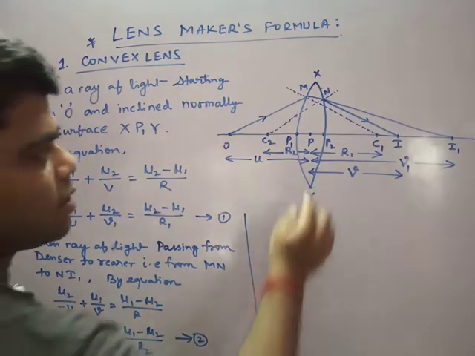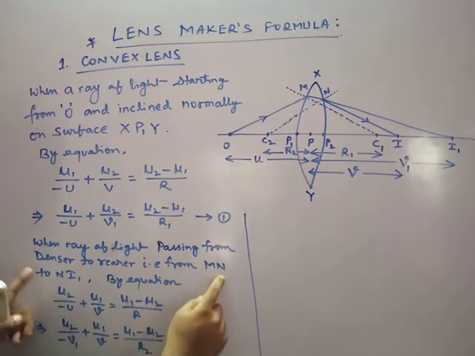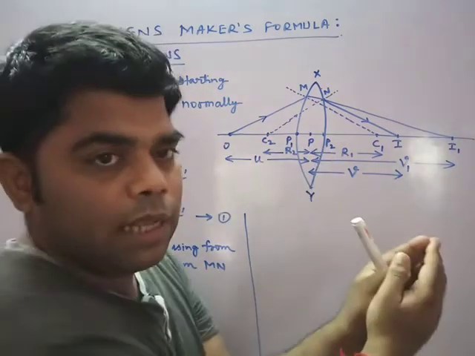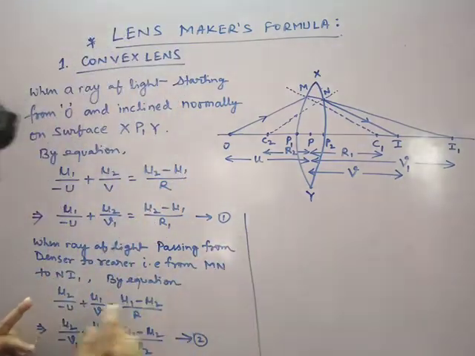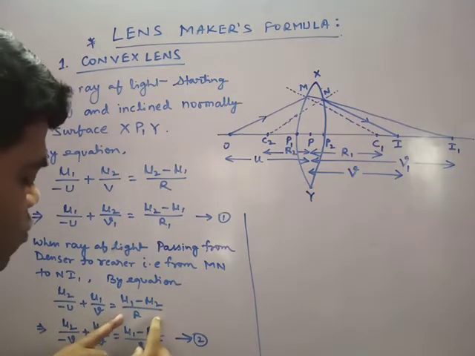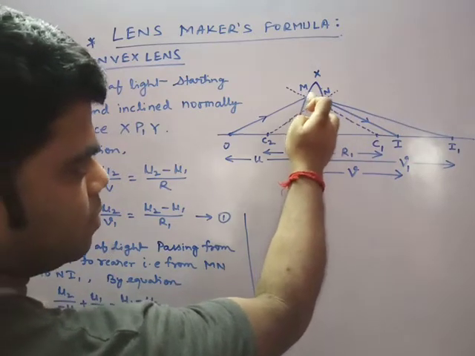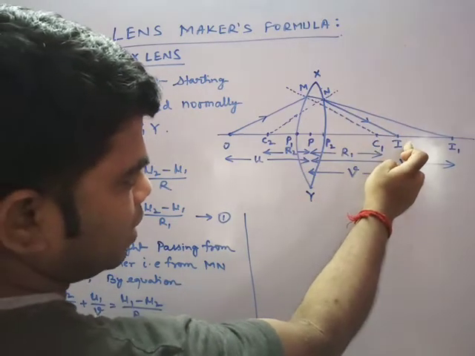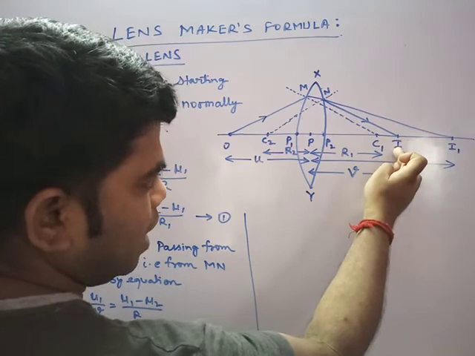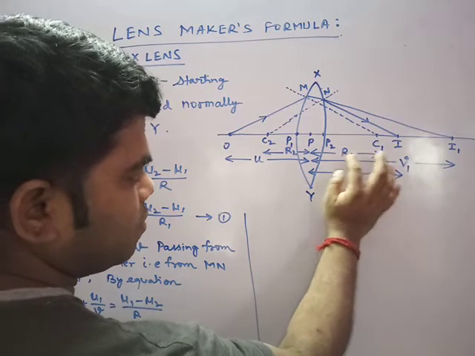But when the ray strikes from M to N, it passes from denser to rarer, so I have written here from M N to N I, is it right? Then the equation for denser to rarer is the same: it is mu2 by minus u plus mu1 by v, mu1 minus mu2 by r. In this relation, when the ray passes from MN it falls at I. It means I1 is no longer here, now the image is formed at I. So due to the second surface the image is formed at I. Is it clear?